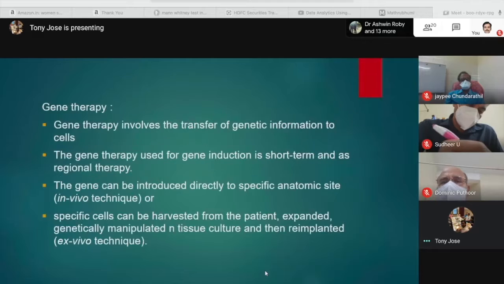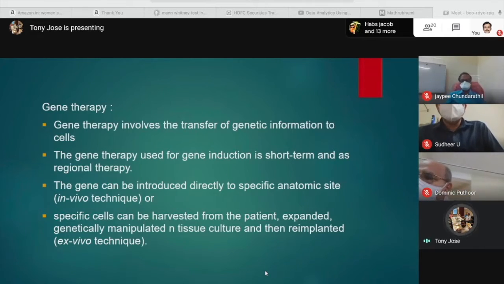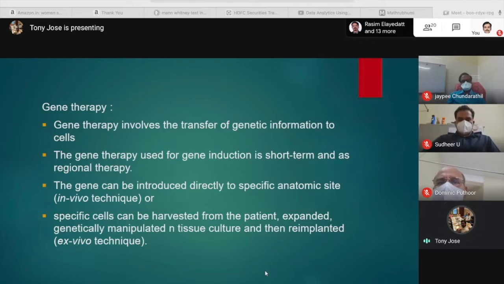Next is the gene therapy. Gene therapy involves the transfer of genetic information to the cells. The gene therapy used for gene induction is short-term and as regional therapy. The gene can be introduced directly at a specific anatomic site, that is in vivo technique, or specific cells can be harvested from the patient, expanded, genetically manipulated in tissue culture, and then reimplanted. This is called the ex vivo technique.